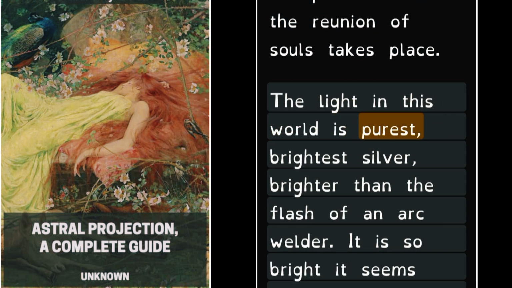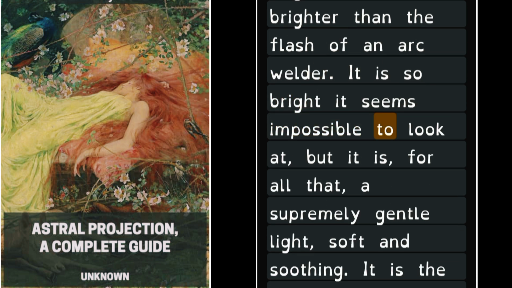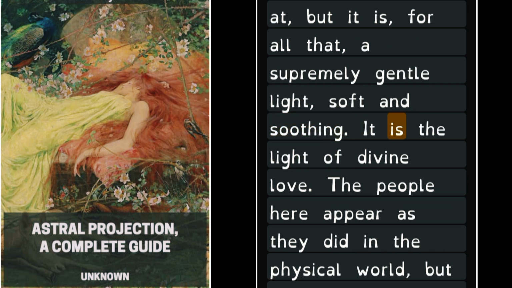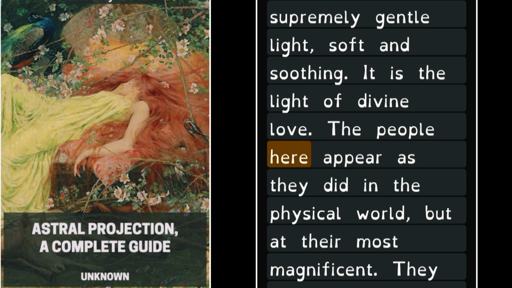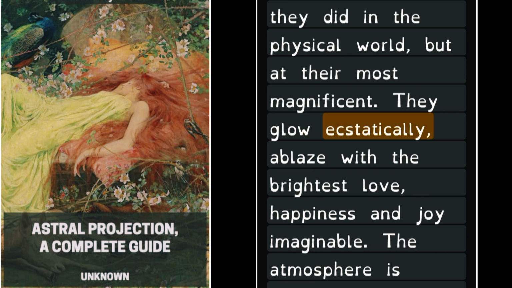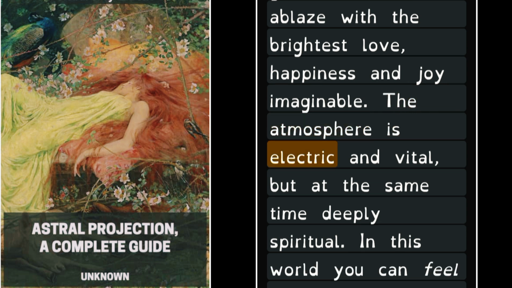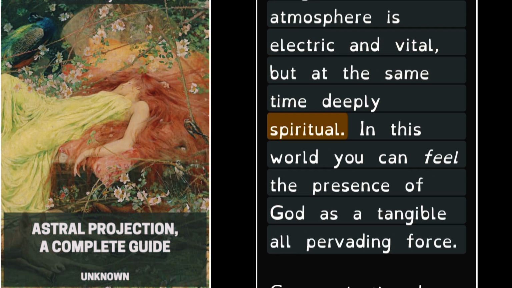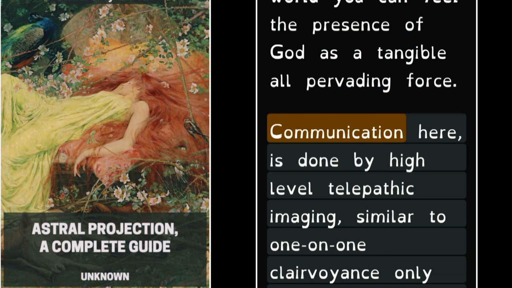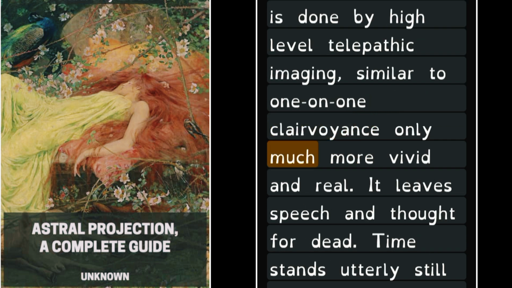The light in this world is purest, brightest silver, brighter than the flash of an arc welder. It is so bright it seems impossible to look at, but it is, for all that, a supremely gentle light, soft and soothing. It is the light of divine love. The people here appear as they did in the physical world, but at their most magnificent. They glow ecstatically, ablaze with the brightest love, happiness, and joy imaginable. The atmosphere is electric and vital, but at the same time, deeply spiritual. In this world, you can feel the presence of God as a tangible, all-pervading force. Communication here is done by high-level telepathic imaging, similar to one-on-one clairvoyance, only much more vivid and real.